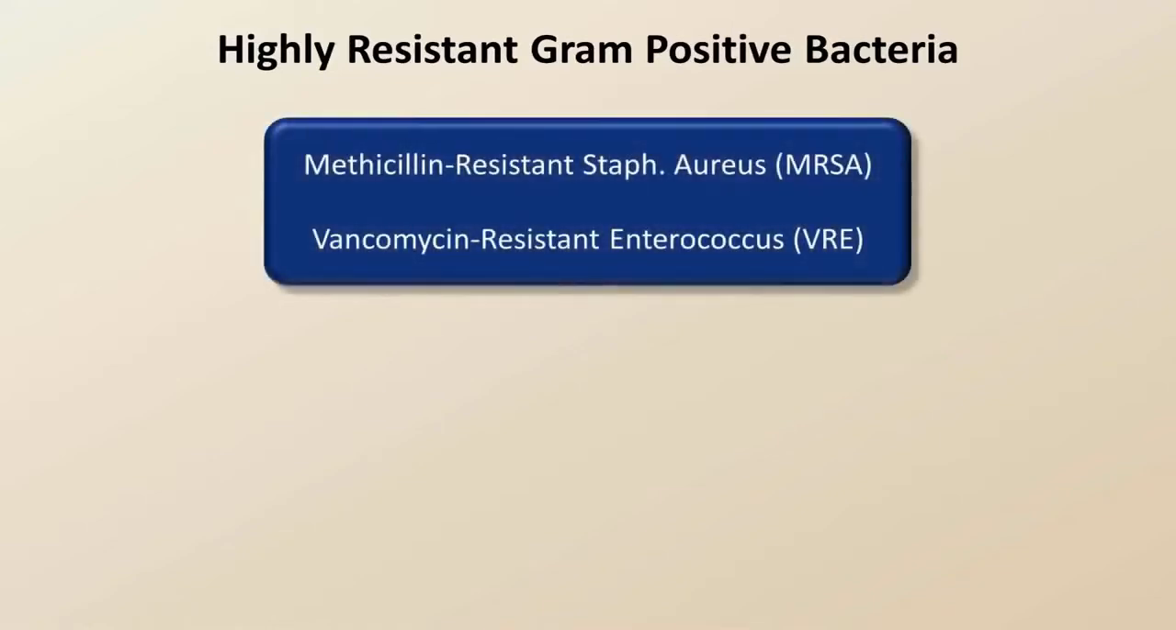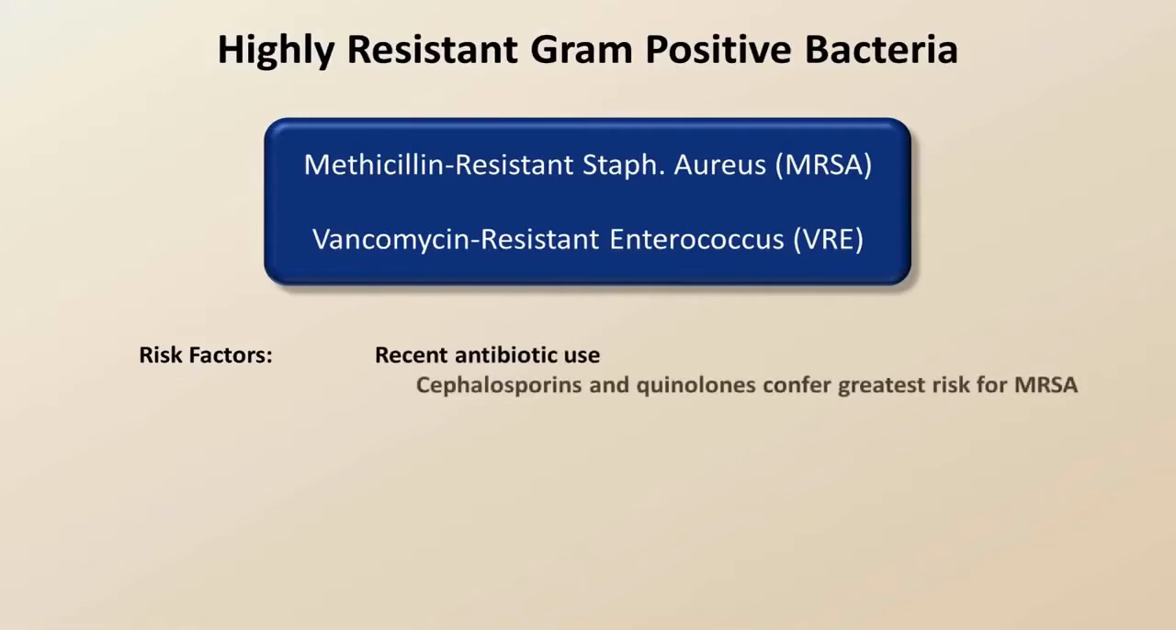For the remainder of the lecture, I'm going to focus on the highly resistant gram-positive bacteria, which essentially means just two organisms, MRSA and VRE. These are both resistant to typical conventional antibiotics and therefore represent a significant problem when patients are infected with them. Risk factors for developing these largely overlap. As you might expect, the most significant is recent antibiotic use, with cephalosporins and quinolones conferring the greatest risk for MRSA, and cephalosporins and vancomycin conferring the greatest risk for VRE.